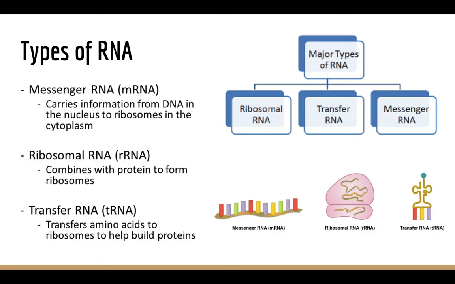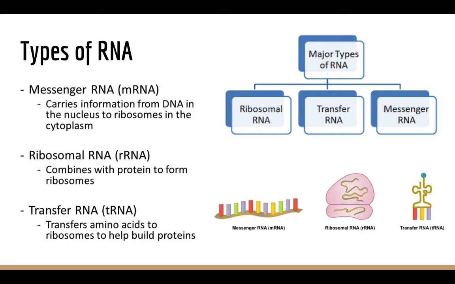Just like we said, we could think of ribosomes as chefs, right? They make proteins. Where do they get the recipe from? Where do they get the instructions from? Well, here you go. Messenger RNA carries the instructions, carries the recipe from the DNA that is found in the nucleus outside to the cytoplasm so that the ribosomes can use it to eventually make protein.